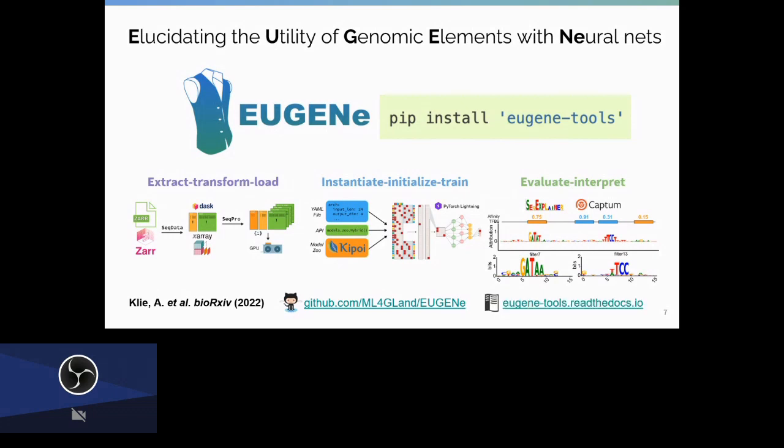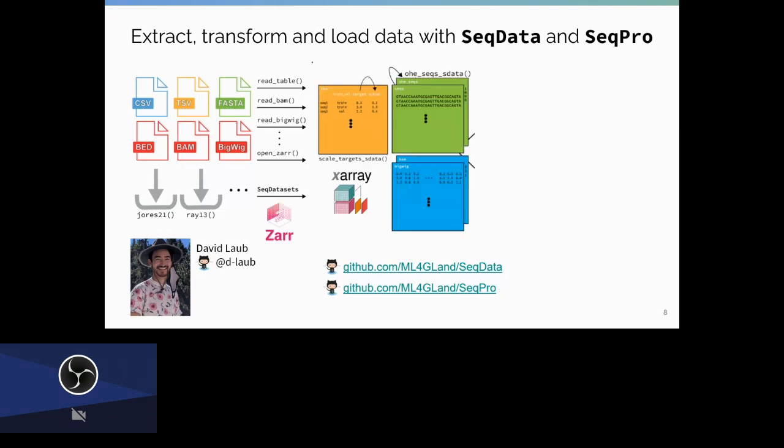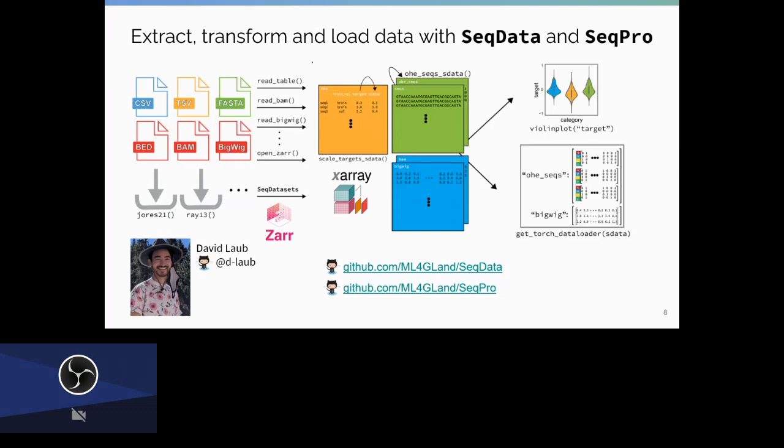So for data handling in EUGENe, we built standalone Python packages called SeqData and SeqPro that very flexibly read files from on-disk formats into Xarray datasets that are backed by these Zarr stores. We then implement on top of this many functions that can be called directly on these Xarray datasets to perform one-hot encoding of sequences really fast, target normalization, data visualization, and conversion of this data format into formats that are ingestible by deep learning frameworks like PyTorch.